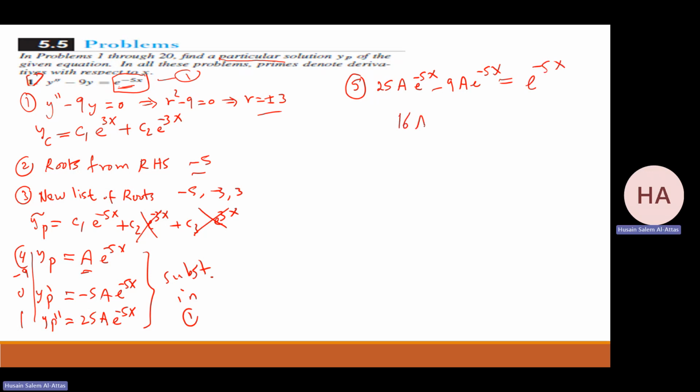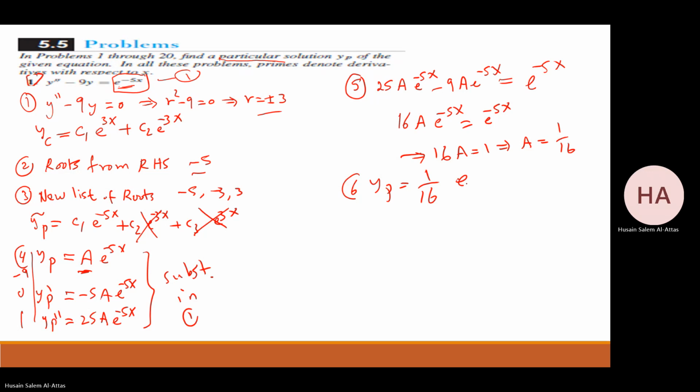So I'm getting 16a, so it means 16a equals 1. So a equals 1 over 16. What is yp? One over 16 e to the minus 5x. This is yp, I just plug in the a. Yeah, that will be my answer.